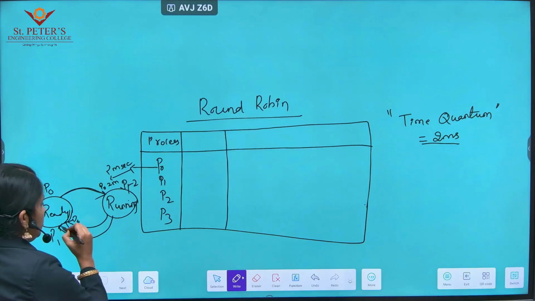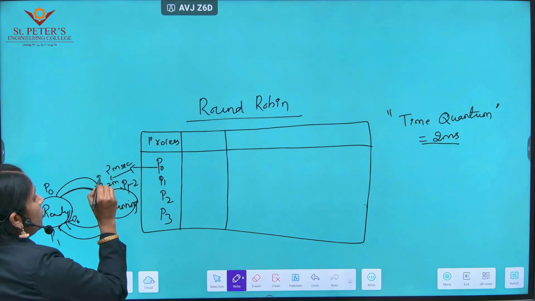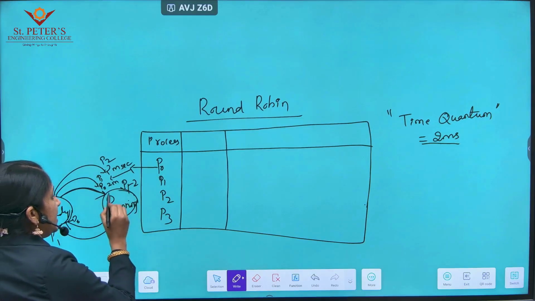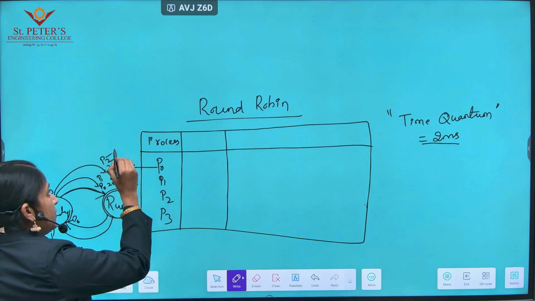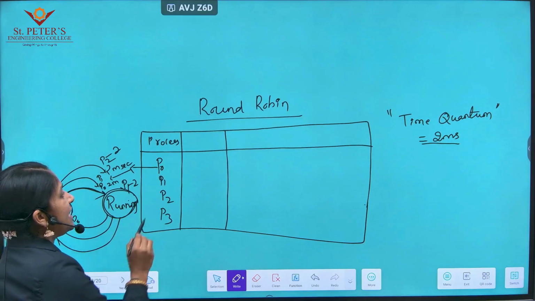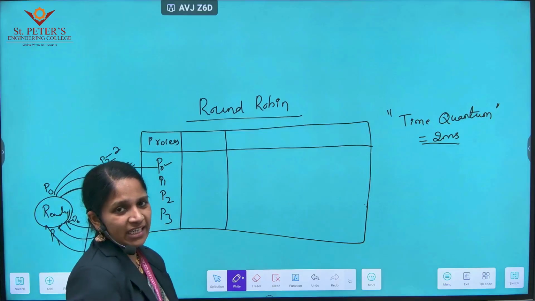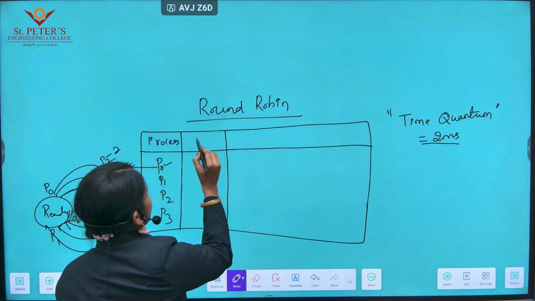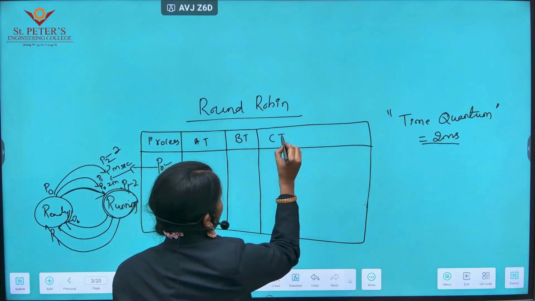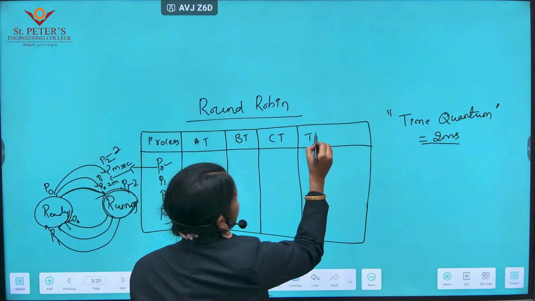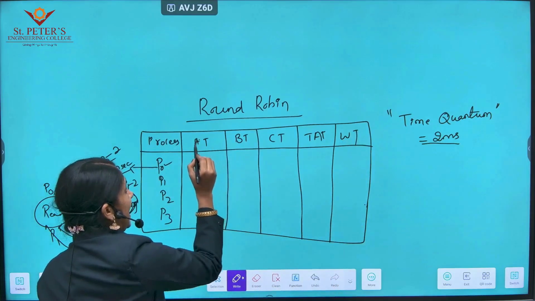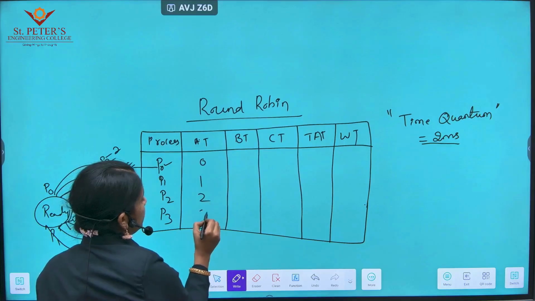P0 has gone and P1 has gone. Next P3, sorry, P2 comes to the running state, and it also executes only 2 milliseconds. Again it goes to the ready queue. Like this, every process executes only 2 milliseconds. Here we have to take arrival time and burst time, and find out completion time, turnaround time, and waiting time. Here the arrival times are 0, 1, 2, 3.